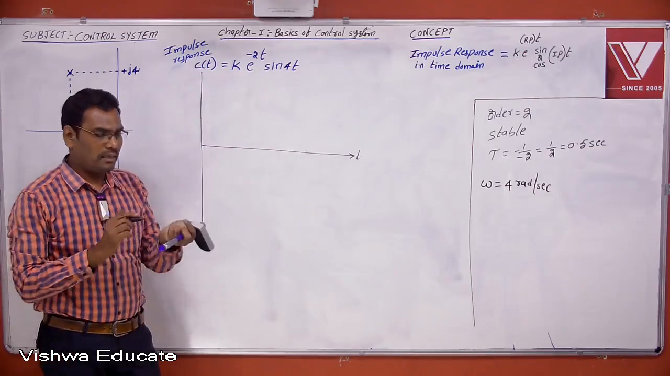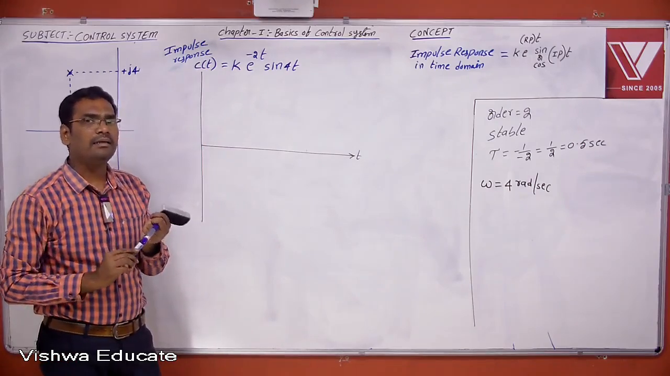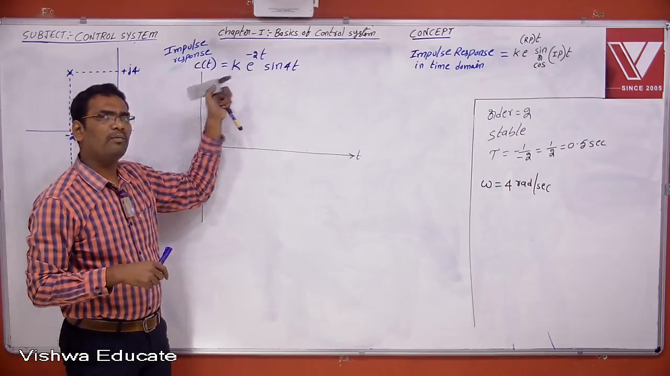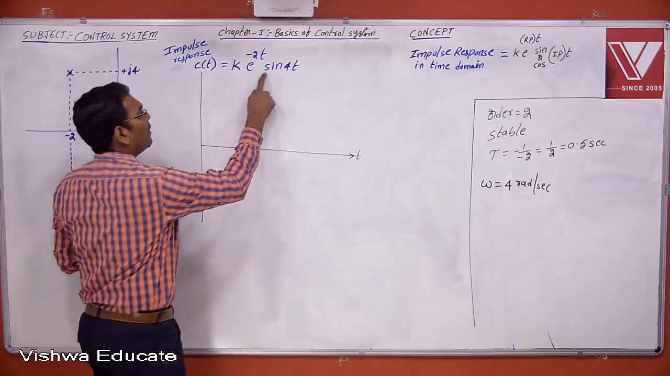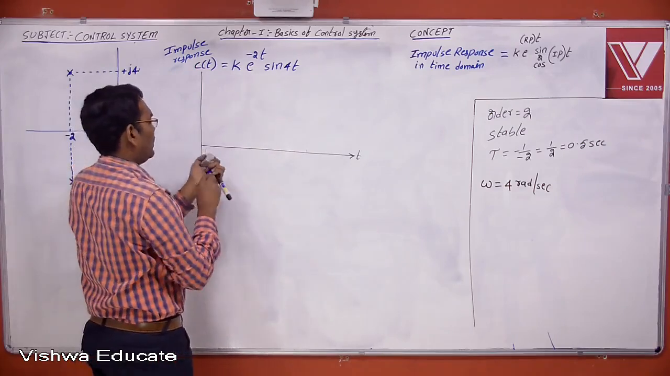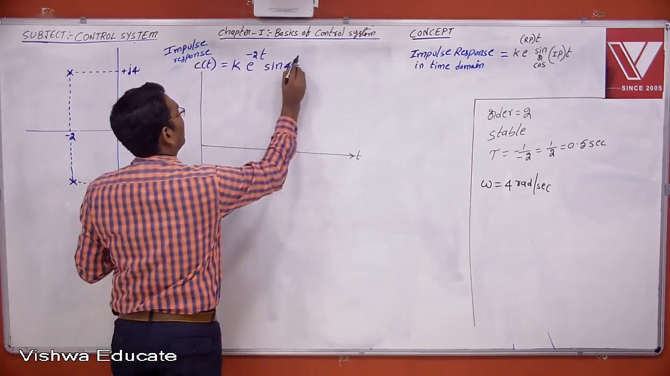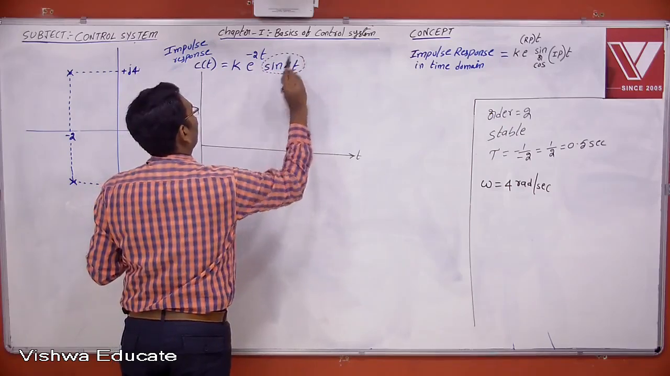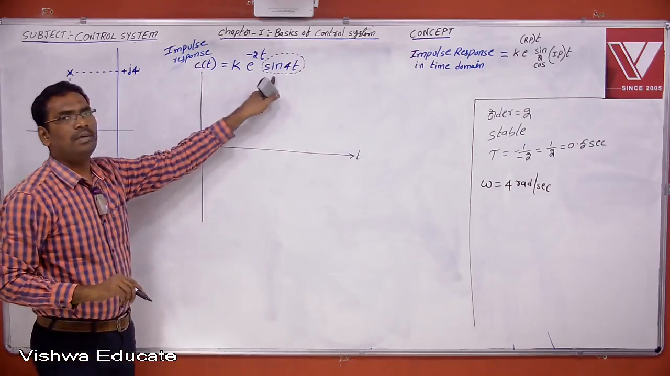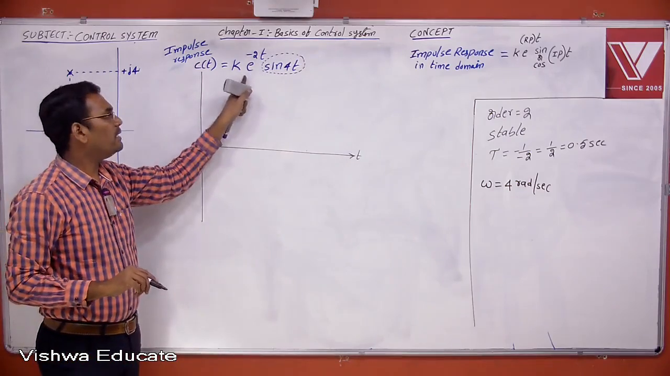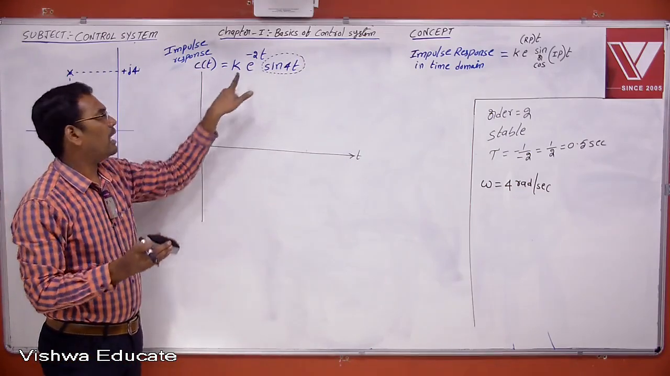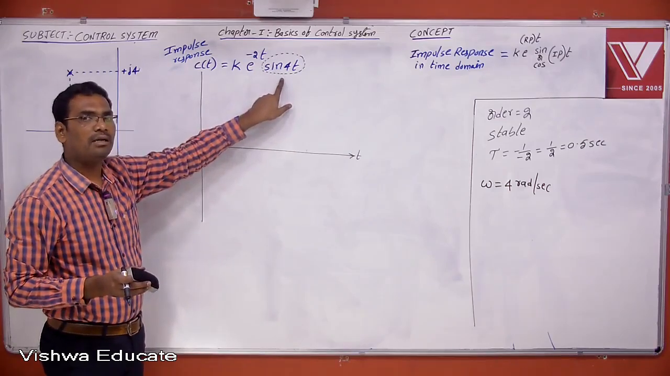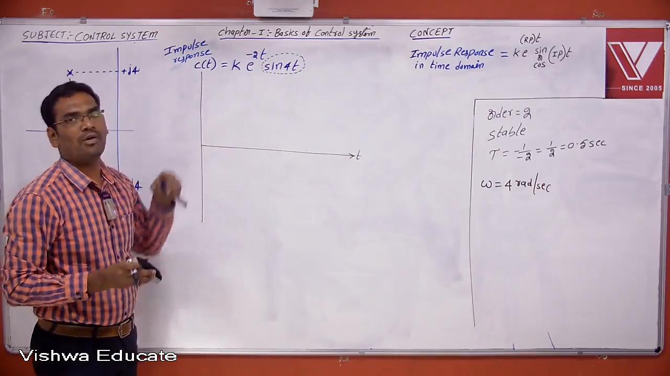Then what I am saying is, take any signal, exponential or ramp or parabolic, whatever it may be. Any signal multiplied with a sine or a cos term. Remember carefully, I am not mentioning exponential, any signal multiplied with a sine or cos term. Now the response is drawn like this.